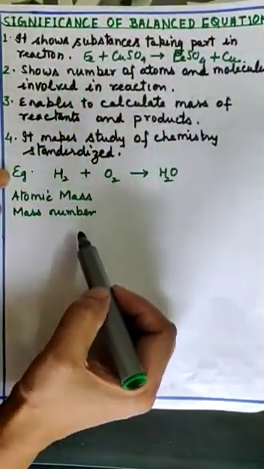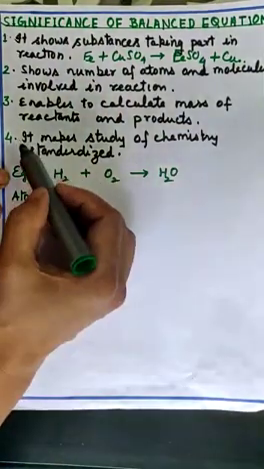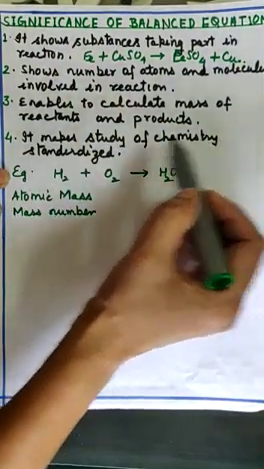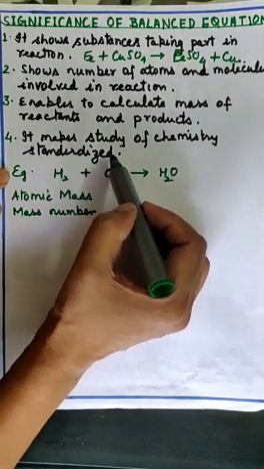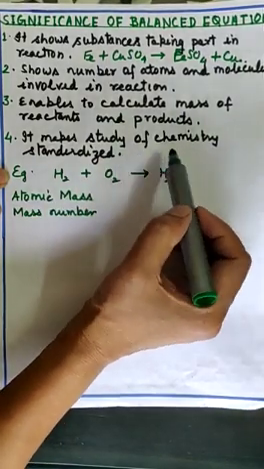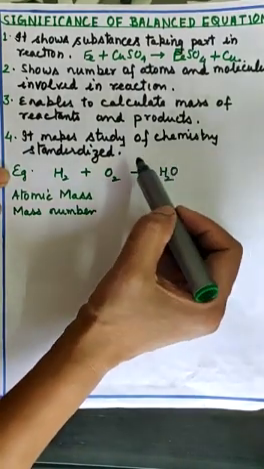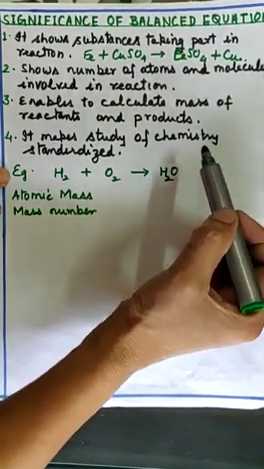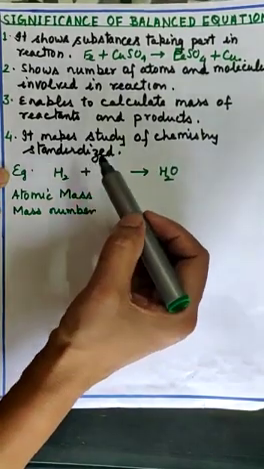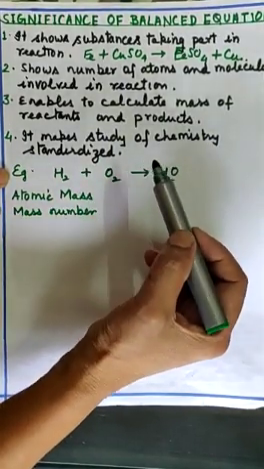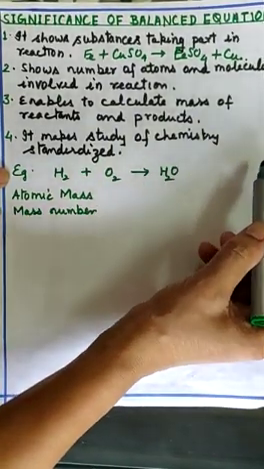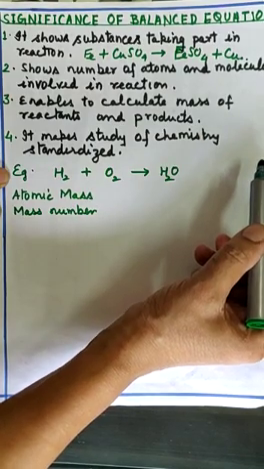We will explain it later in more detail. And fourth, it makes the study of chemistry standardized universally. It means throughout the world the chemical equations are now written in balanced form only, because they help to do all the qualitative as well as quantitative analysis and research work.